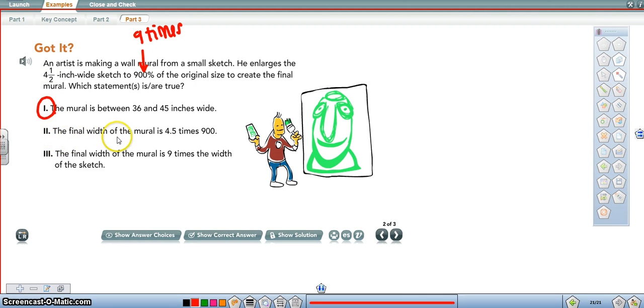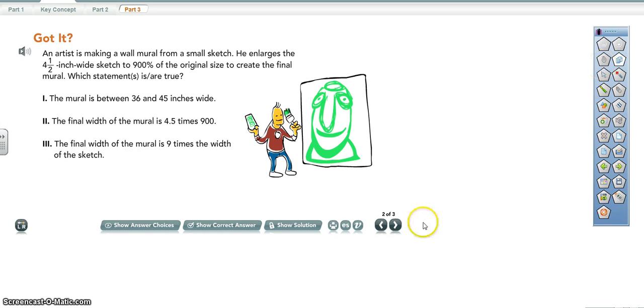The final width of the mural is 4.5 times 900? No, it's times 9. That one's false. The final width of the mural is 9 times the width of the sketch. Yeah, that's what we said. So choice 3 is true as well. One more.